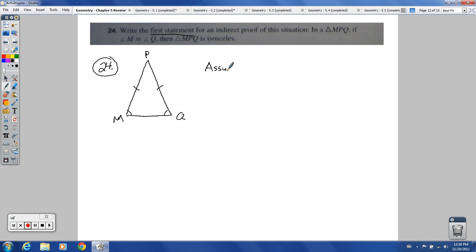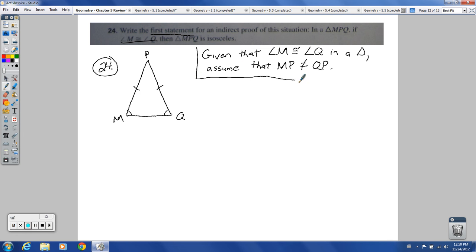So we would say assume that MP is not equal to QP. I think a good thing to say before that might be given, so we are given that this is actually true. We can't change the fact that that's true. So given that angle M is congruent to angle Q in a triangle, and then we'll assume, so I'll make that a lowercase a, we would assume that MP is not equal to QP.